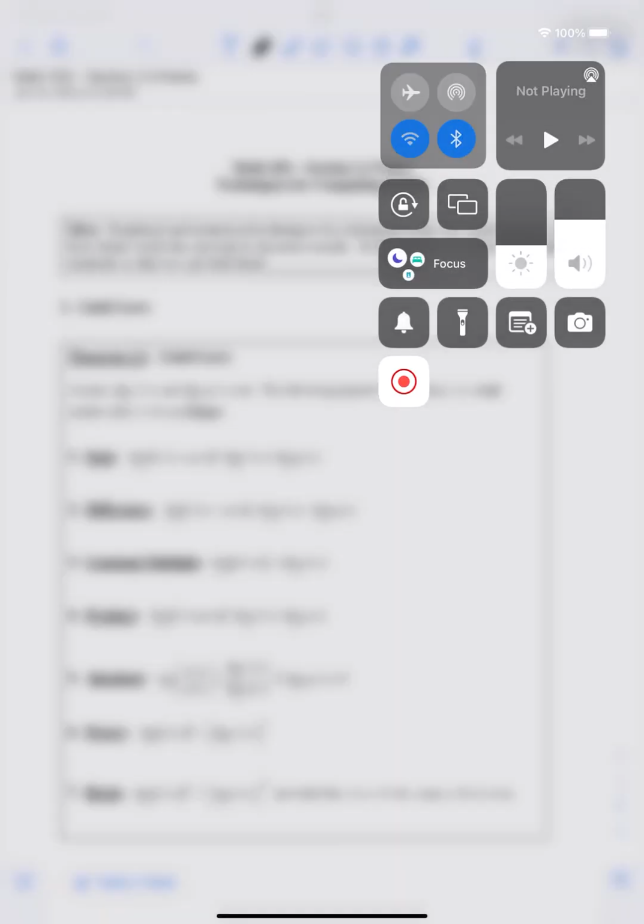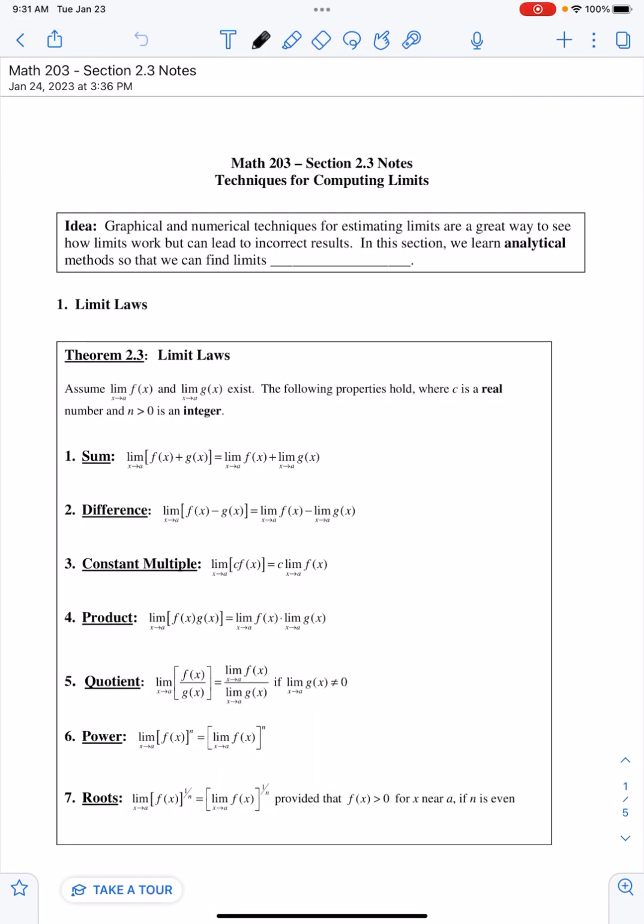Hi everyone, we're going to be looking at section 2.3 in our Math 203 course today. This is for Tuesday, January 23rd. We are finally going to get beyond the investigation portion of limits.